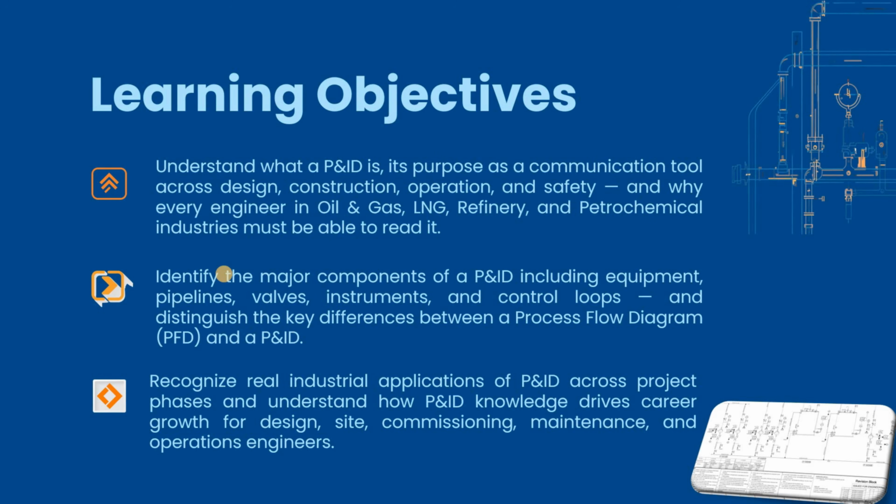The learning objective of module 1 is, first of all, to understand what a P&ID is, and what its purpose is as a communication tool across design, construction, operation and safety, and why every engineer in oil and gas, LNG, refinery and petrochemical must be able to read it. Whether you are a process engineer, chemical engineer, mechanical engineer, instrumentation engineer or electrical engineer, you must know how to read the P&ID.